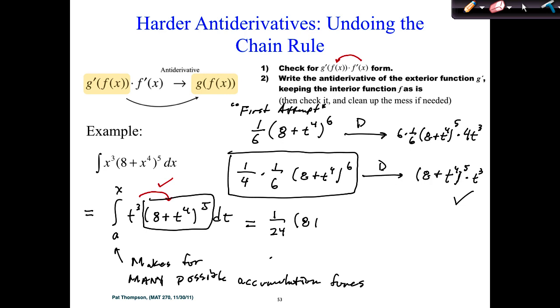So now it's going to be x to the fourth minus 1/24, a to the fourth to the 6th.